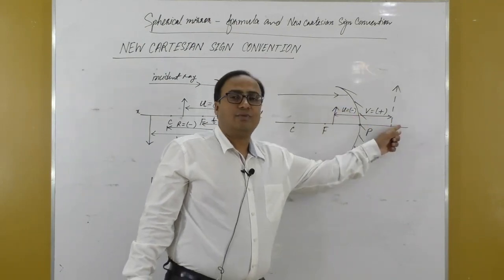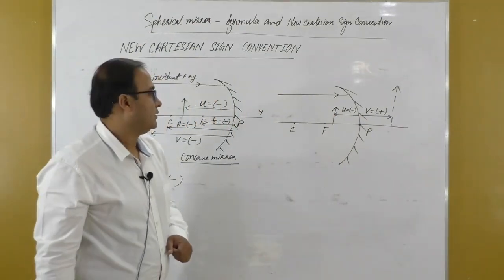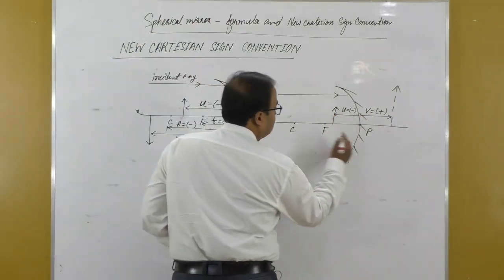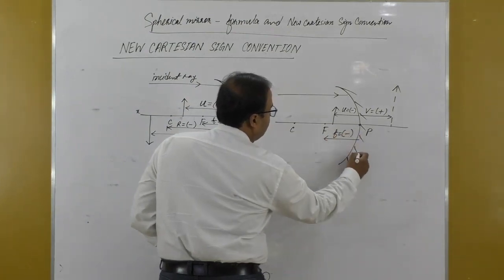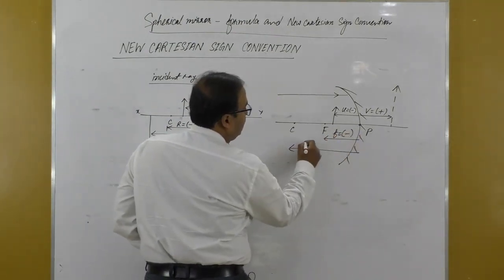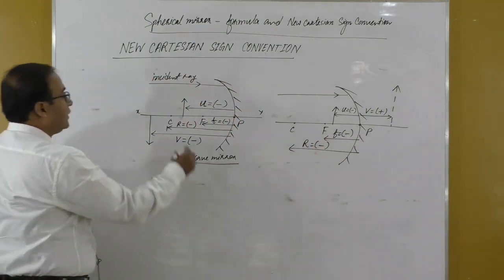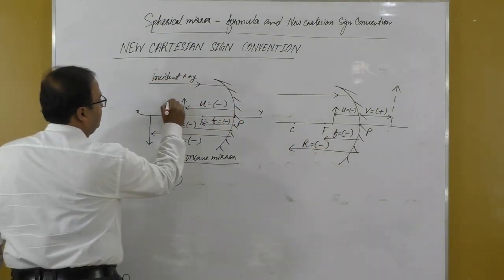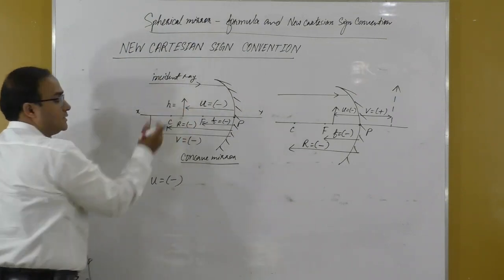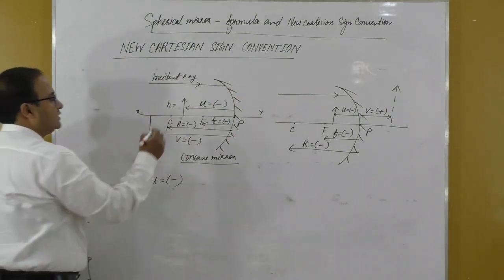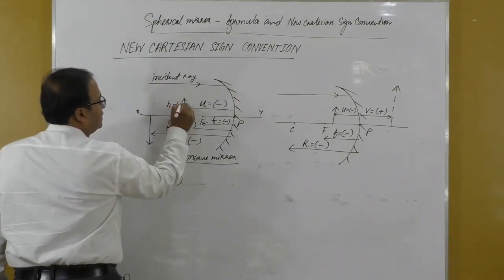If we move from the pole in the direction of the incident ray, we take that distance as positive. Now this is the focus, so will the focal length be positive or negative? It is negative. Is the radius of curvature positive or negative? It is negative. Now if you look here, we represent the height of the object by h. Above the principal axis, the measurements are taken positive according to sign convention, so it is positive.